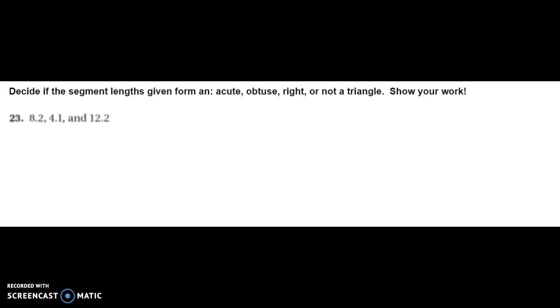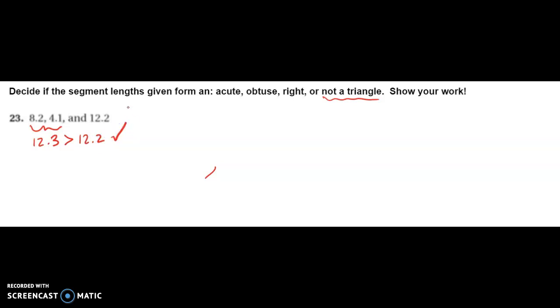All right, we want to decide, first of all, if we have a triangle, and secondly, what kind of triangle it is. If we do have a triangle, so first thing I want to do, check to see whether we even have a triangle or not. I'm going to add up the two smaller sides, and that needs to give me something bigger than the hypotenuse, which it does, so we do have a triangle.